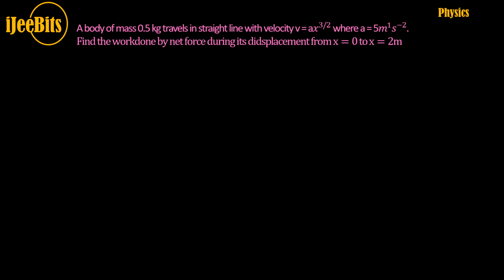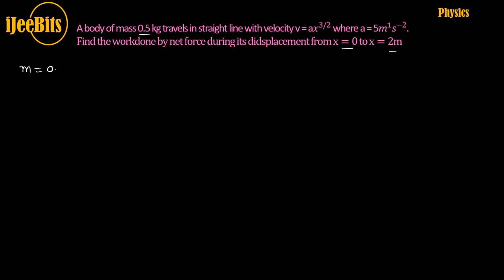Let's see this one. A body of mass 0.5 kg travels in a straight line with a variable velocity, where the acceleration is also given. Find the work done by the net force during its displacement from x equal to 0 to x equal to 2. That is what's given, right?